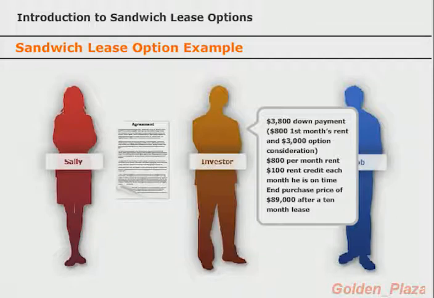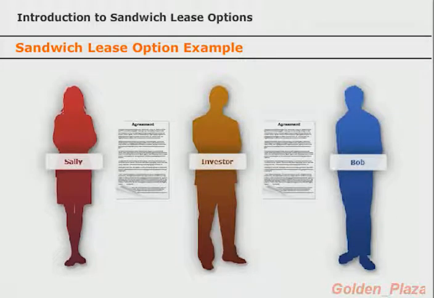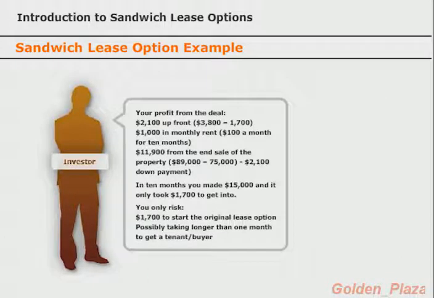Bob evaluates the terms and likes them, so you sign a lease option agreement with him, and just like that, you have created a successful sandwich lease option. And while that's great, let me make it a bit better and show your profit from this easy deal. By taking the difference in what you pay to Sally and what Bob pays to you, you get the following: $2,100 up front, $1,000 total from monthly rent payments, and $11,900 from the end sale of the property.